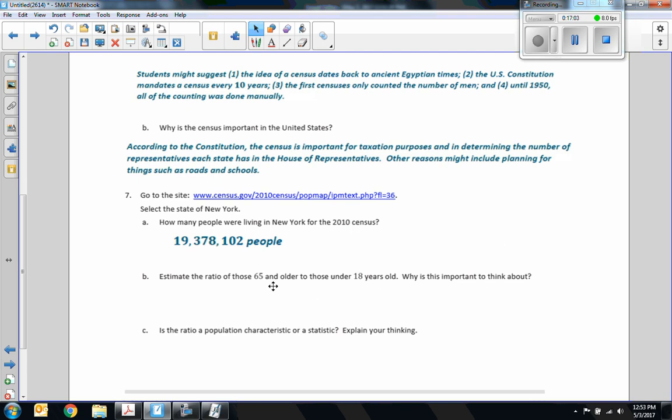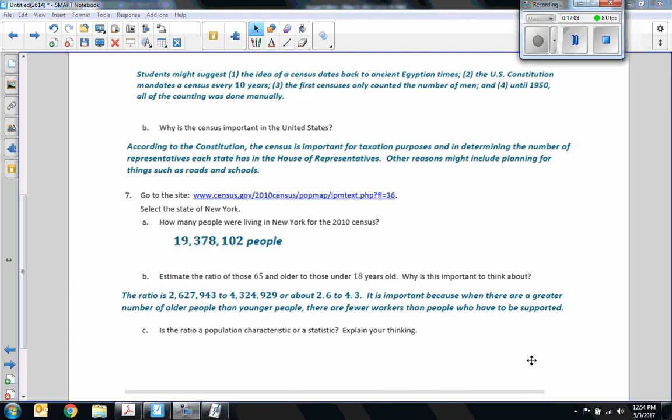B says to estimate the ratio of those 65 and older to those under 18 years old. Why is this important to think about? Okay, the ratio is 2,627,943 to 4,324,929, or about 2.6 to 4.3. It is important because when there are a greater number of older people than younger people, there are fewer workers than people who have to be supported.